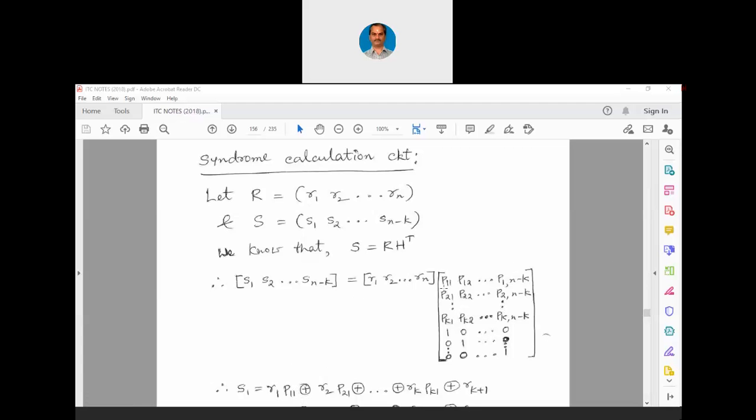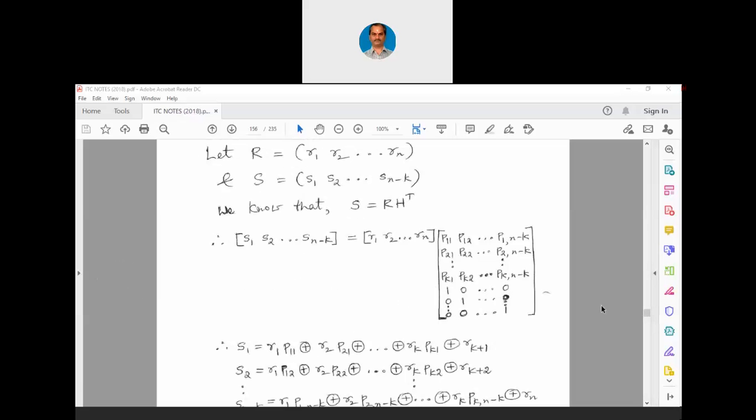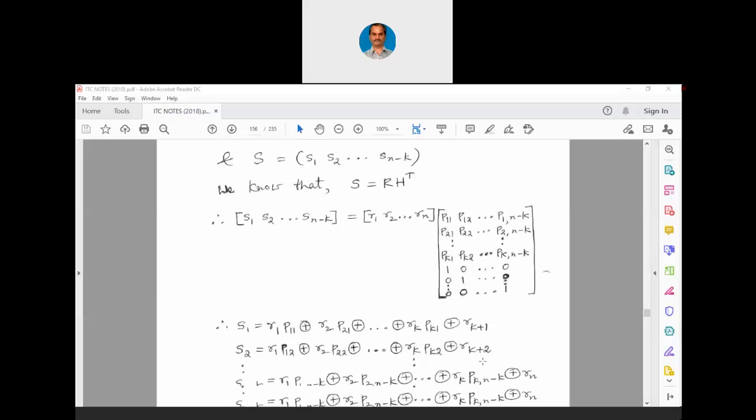Otherwise, you may simply think it is a matrix multiplication only, so there must be a plus sign. Yes, it is a matrix multiplication only, but the addition is replaced with the modulo 2 addition or XOR operation itself. So that way, for S1 we can write an expression, for S2 we can write an expression, same way we can go on. S2 is R1 into P12 XORed with R2 into P22, that way it goes on till the end.